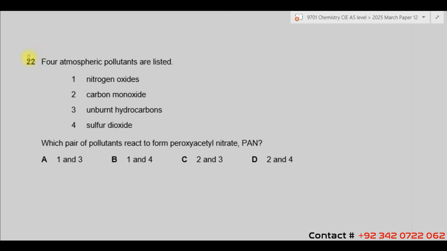Question 22. 4 atmospheric pollutants are listed: nitrogen oxides, carbon monoxide, unburnt hydrocarbons, and sulfur dioxide. Which pair of pollutants react to form peroxyacetyl nitrate? To make peroxyacetyl nitrate, we need two things. One is volatile organic compounds, which can come from unburnt hydrocarbons, and nitrogen oxides.